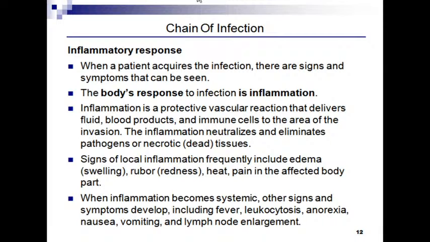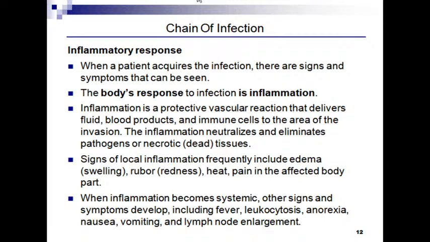As a result of invasion of bacteria, if the chain of infection was successful, bacteria get into the organism, internal spaces, tissues and organs, and produce a response of the body to infection. Inflammatory response is the universal type of reaction of a host to bacteria. When a patient acquires an infection, there are signs and symptoms that can be seen.